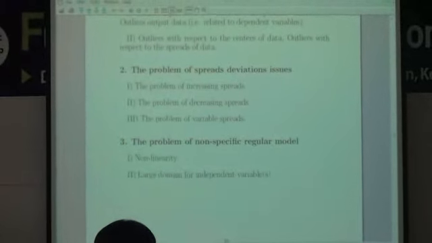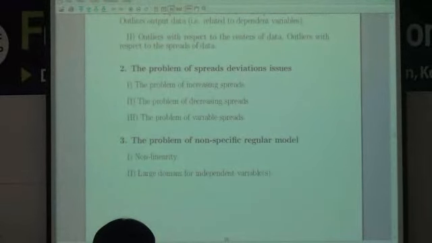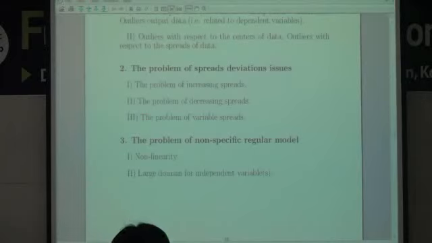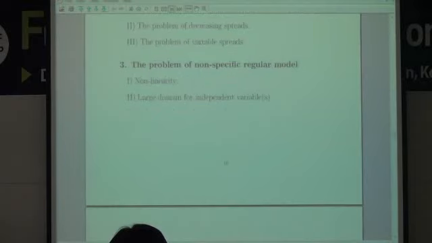Another problem is the problem of spread deviation issues. In such cases, the spreads of the data increase or decrease, or we have variation of the spreads. So some problems arise in these cases for modeling the data. And another problem is the problem of non-specific regular models, non-linearity, or large domain for independent variables. So we have some difficulties in modeling such data.